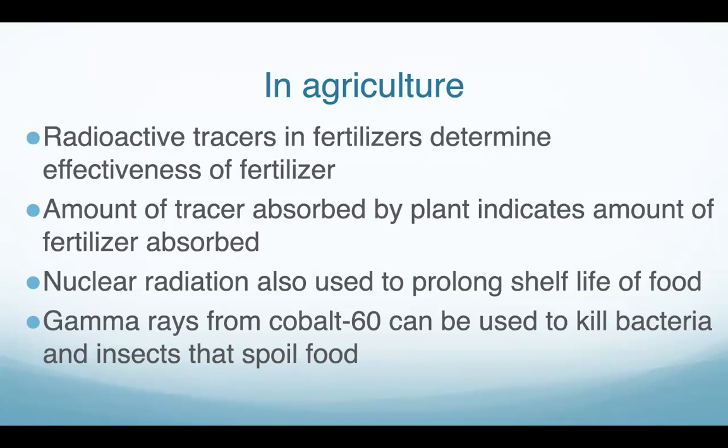If you want to trace where nutrients are going, nuclear radiation is also used to prolong the shelf life of food. So we can use gamma rays from cobalt-60 to kill bacteria and insects that spoil the food before they are packaged. You could also look at the UV treatment of drinking water as kind of the same thing. Even though the UV radiation has a lower amount of energy, it's still used as a disinfectant.